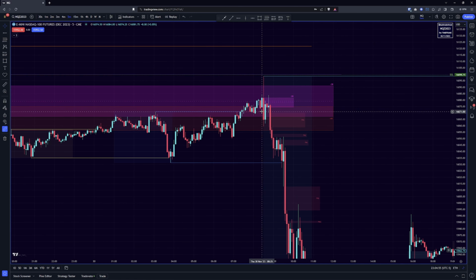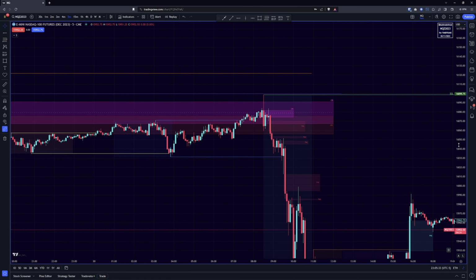So I entered when we got back into this. I don't know, I wanted to get in. I was afraid of it taking off without me, so I got in a little early. I actually added another contract when it came up a little bit more, as respecting this order block was huge. Having a push down before the 9:30 open was great too, and yeah, everything supported the idea. So it was really a great trade.